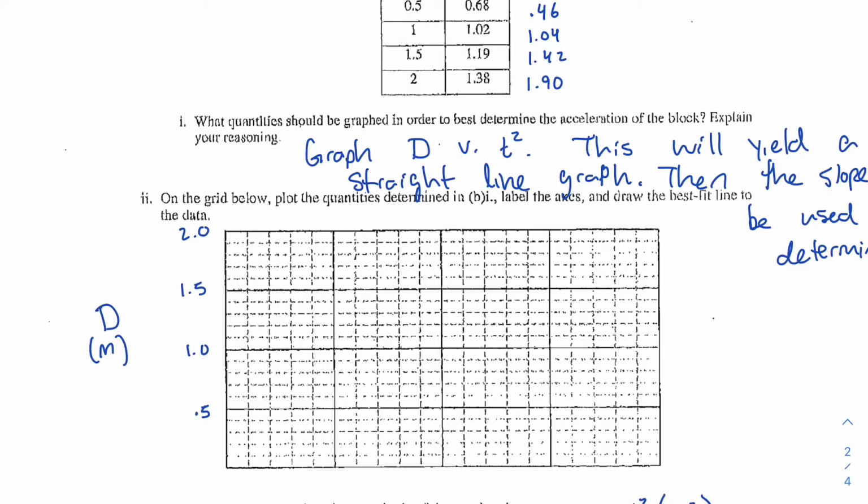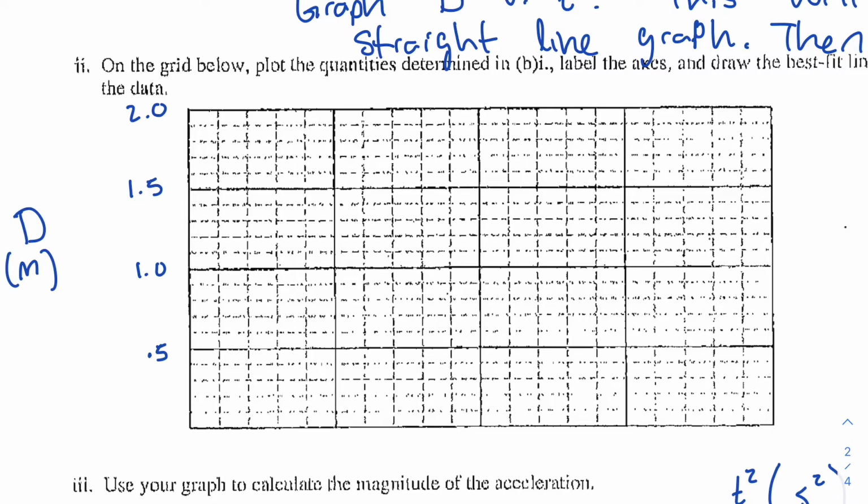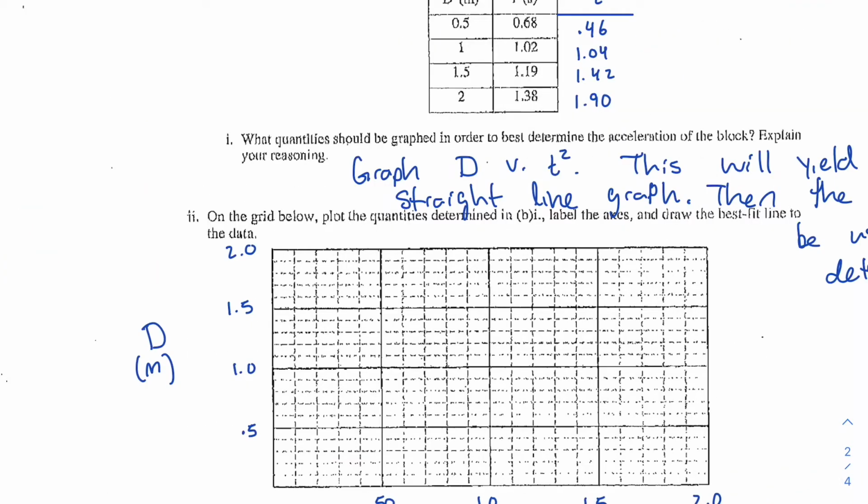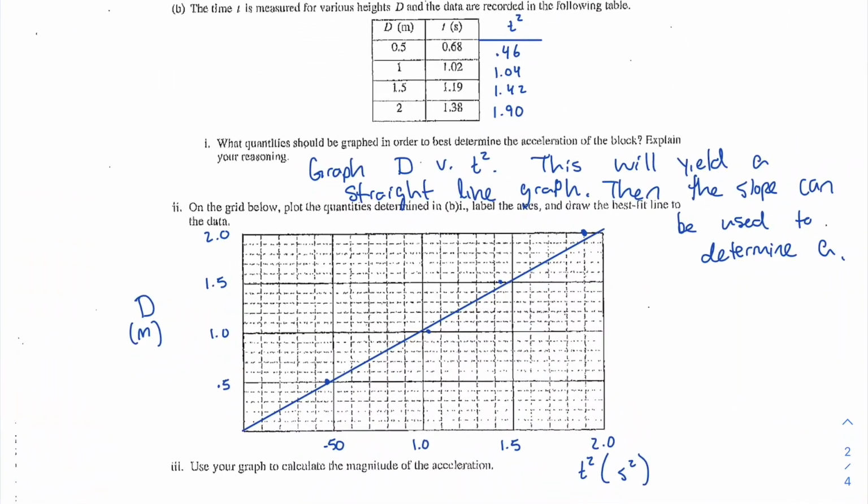Our horizontal axis starts at 0.46 and goes up to 1.9 as a maximum, and so we could just use the same increments for the horizontal axis. Now we just need to plot the data. So there's our data points, and the last thing to do is to draw the best fit line. So there's a line that best fits the data. You should use a ruler for this part.